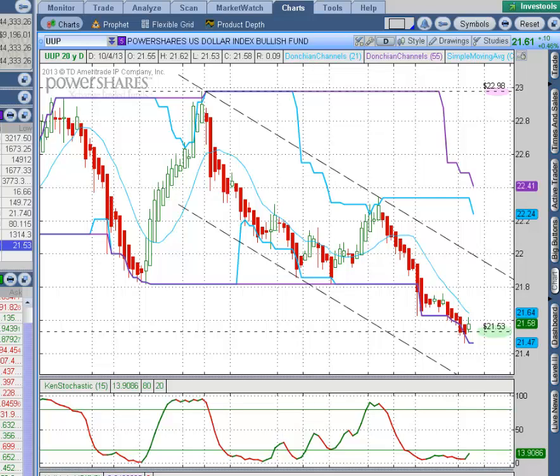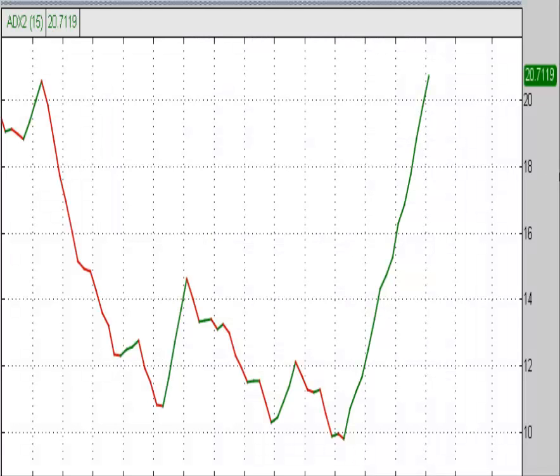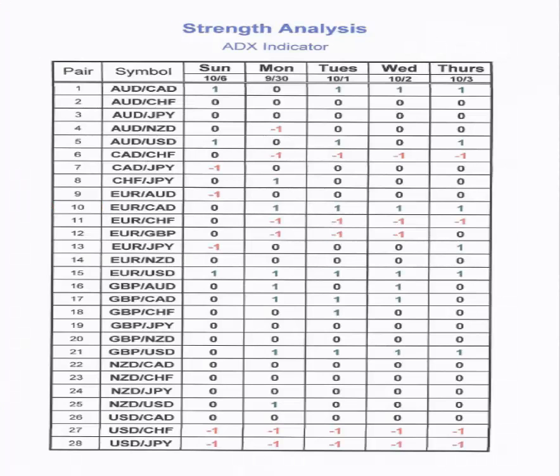This is important because the dollar's strength can give us an indication of which direction the US dollar Forex pairs will move. The first step every day in reviewing the Forex market is to analyze the ADX indicator for each of the 28 Forex pairs that we monitor. The ADX indicator can be red or green. If the ADX is red, it means there isn't a trend, so we'll put a 0. If the ADX is green and the price is increasing, we'll put a +1. If the ADX is green and the price is decreasing, we'll put a -1.